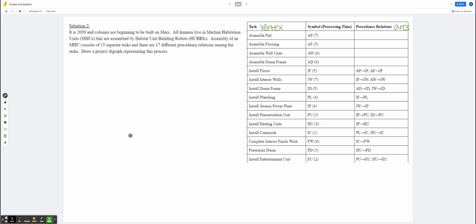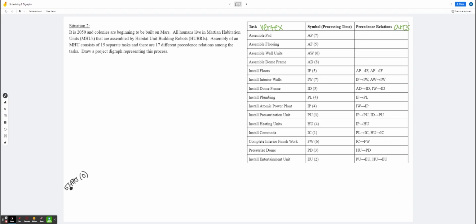So, when you start drawing a project digraph, you are always going to start with an extra vertex that we just label as start. And that has a processing time of 0. Then we want to look and see what tasks can be started right now. So what tasks have no tasks that have to come before them?